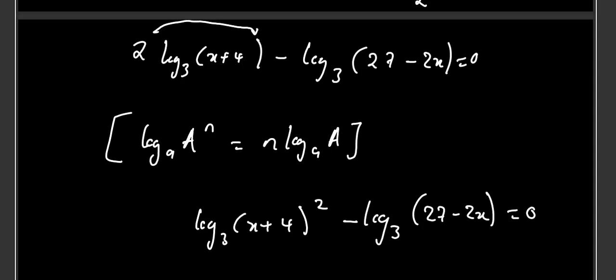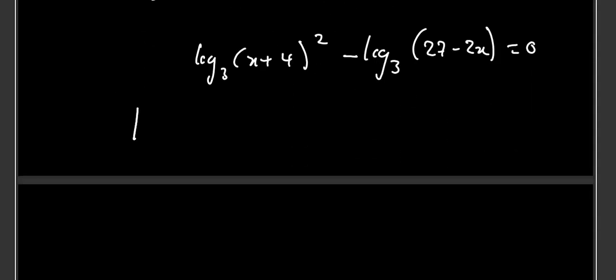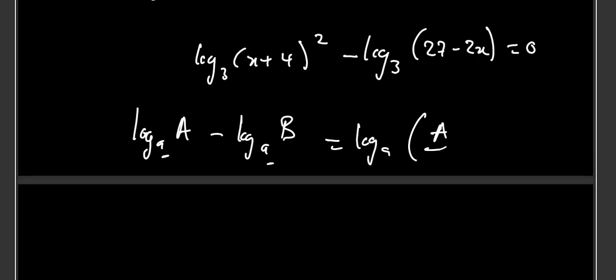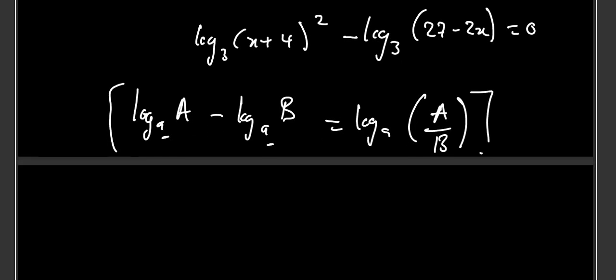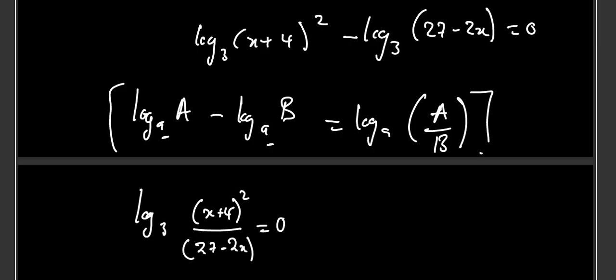Because we don't want to see anything in front of the log expression, we want to apply that principle that says, provided things have the same base. The base is the same, right? There's nothing here, there's nothing here, and there's a minus in between. This is the same as log A minus B. That's a rule that I want to apply. So if we apply this rule here, it's now going to be log 3 of x plus 4 to the power 2 over 27 minus 2x is equal to 0.